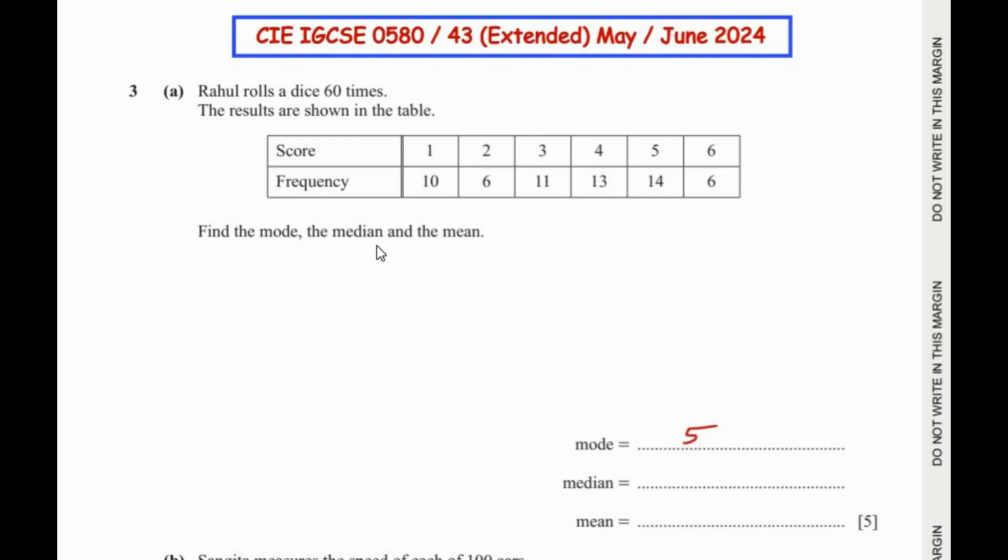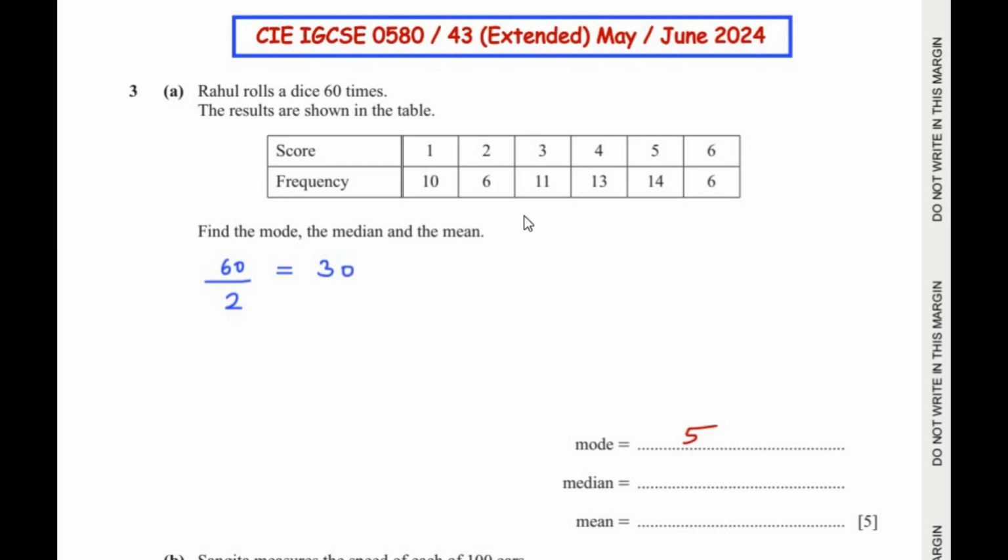Now to find out the median, let us look at the number of times Rahul rolls the dice. That is 60 times. So let us take 60, that is the total frequency. If you add up these numbers, you will get 60. So we are going to divide it by 2 because we are going to find the median. So this is going to give us 30.